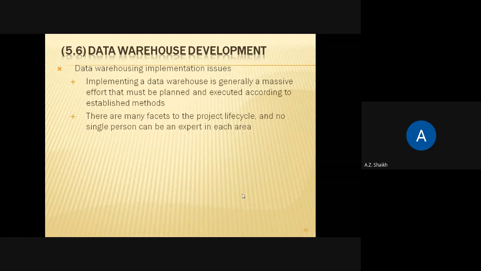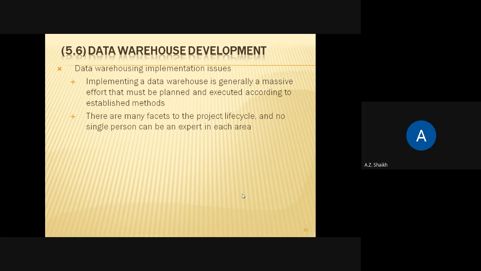Now, after that, we are discussing what are the issues regarding the data warehouse implementation. Whenever we are implementing a data warehouse, it is generally a massive effort that must be planned and executed according to the established method. Now we know that obviously it is a massive process. It needs planning, and according to the planning, we have to establish the methods.